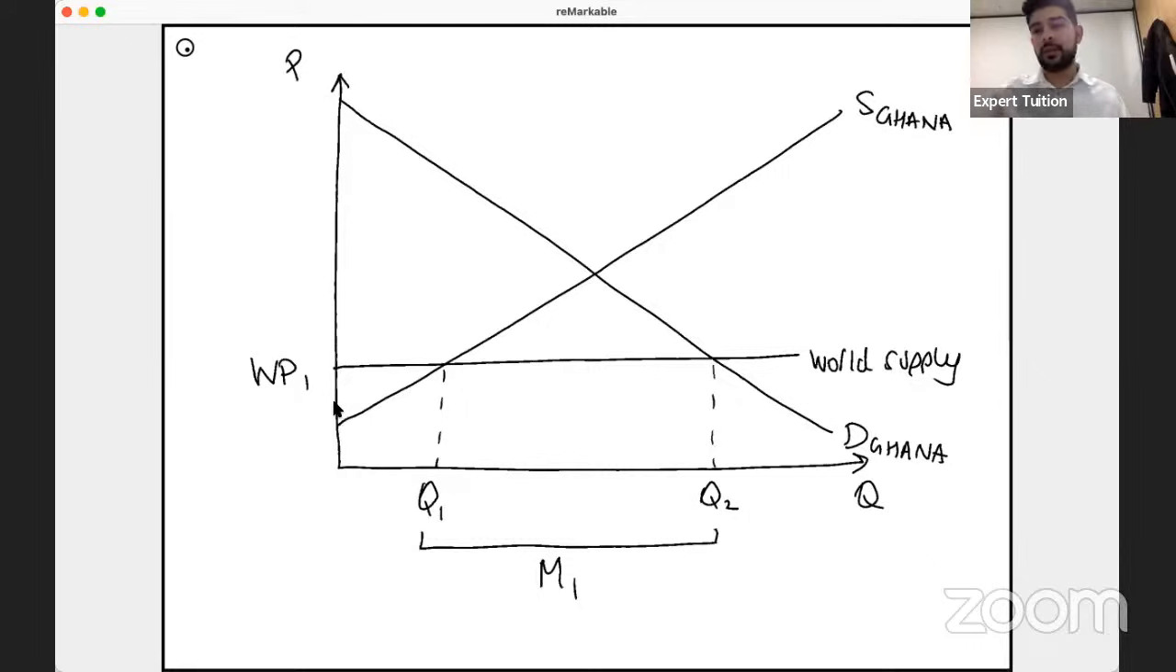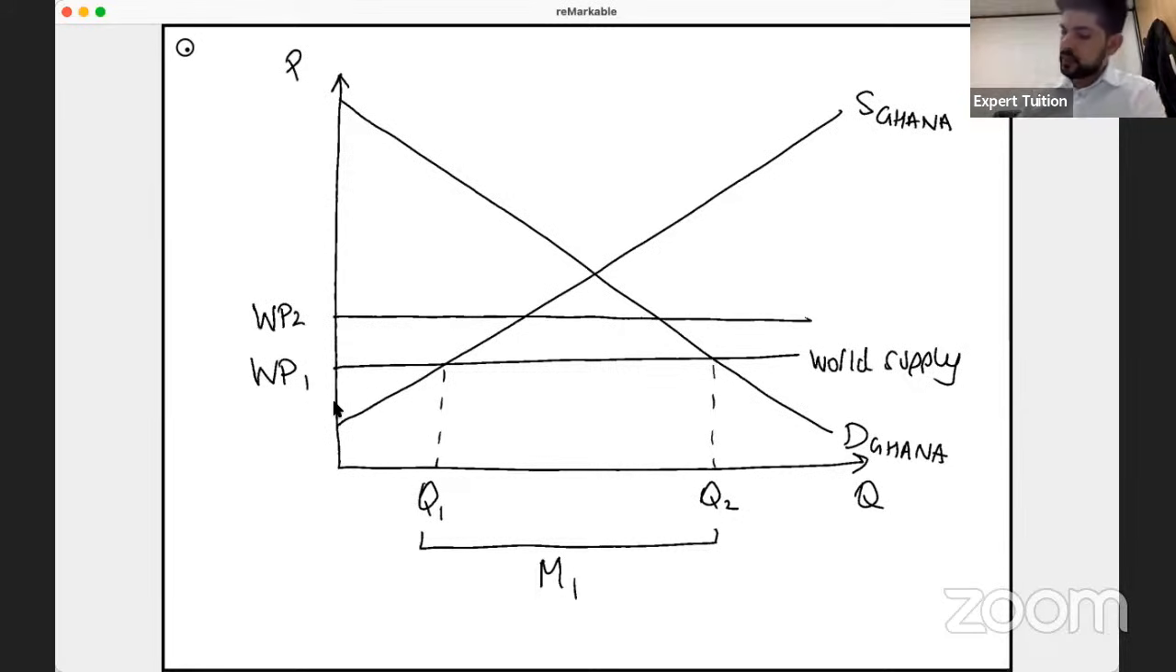Now let's impose a tariff. A tariff, as we know, is a tax on imports. So that's going to increase the cost of production for firms selling the good into your economy. So the world price is now going to go up. We're going to have this. This is WP2. And now this is world supply plus tariff. Okay. Right. Again, same exercise as we did a second ago. Well, what's happened here? Domestic supply has increased. There is an extension along the supply curve from Q1 to Q3.